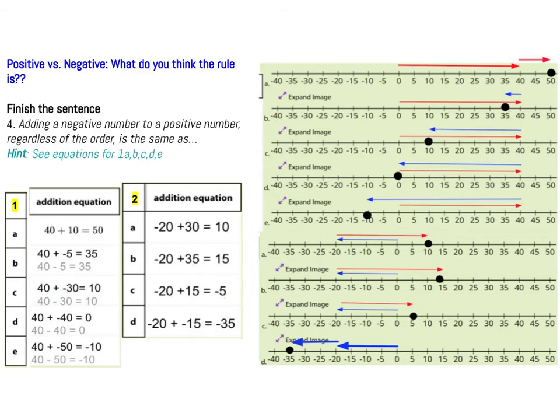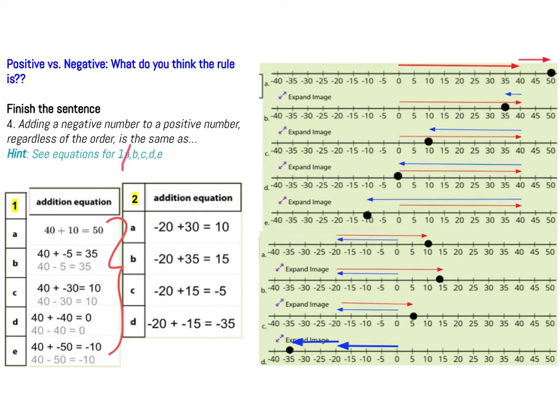Okay, last but not least, we're going to finish the sentence. Adding a negative number to a positive number, regardless of the order, is the same as... So, over here, we're told to look at number 1, part A, B, C, D, E for your table. And I don't know that A really helps us, so I'm going to take off A.